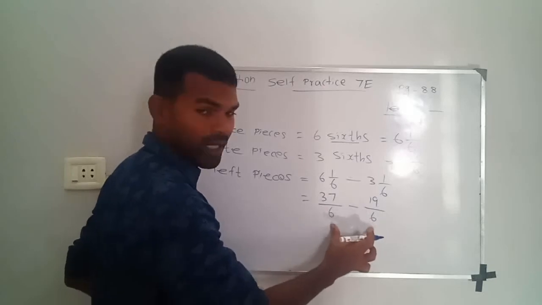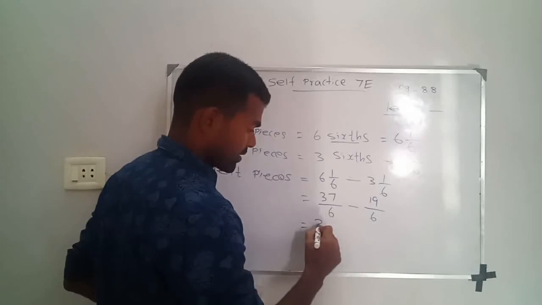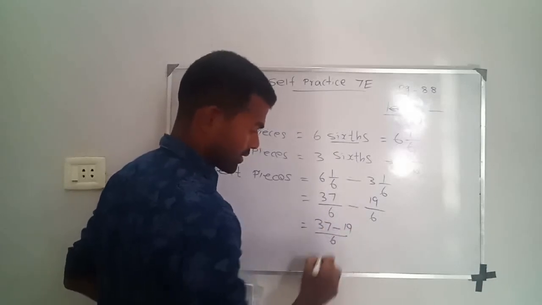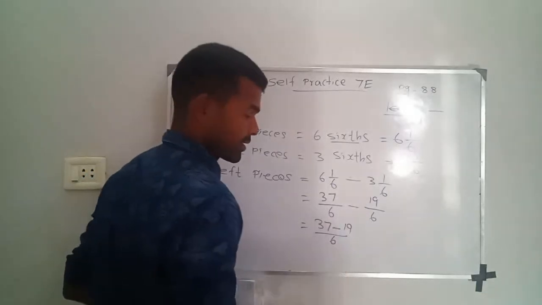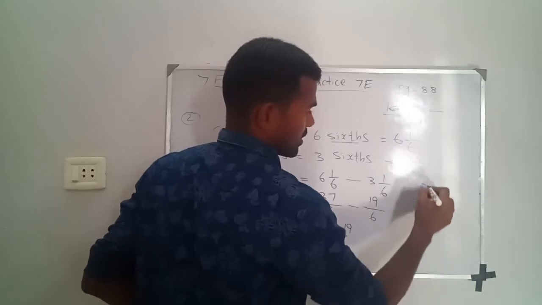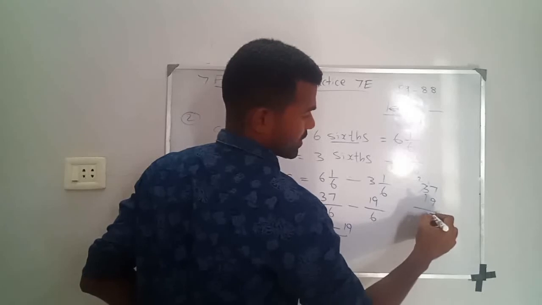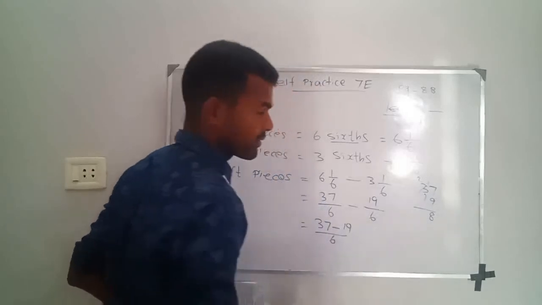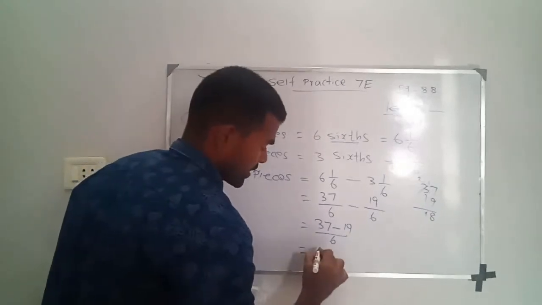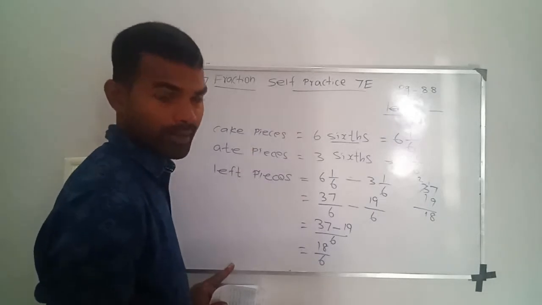Same denominator means we can subtract the numerators. So 37 minus 19 by 6. Same denominator, write 6. Subtract 37 minus 19: 17 minus 9 is 8, and this 1. So we get 18 by 6. Yes, 18 by 6.